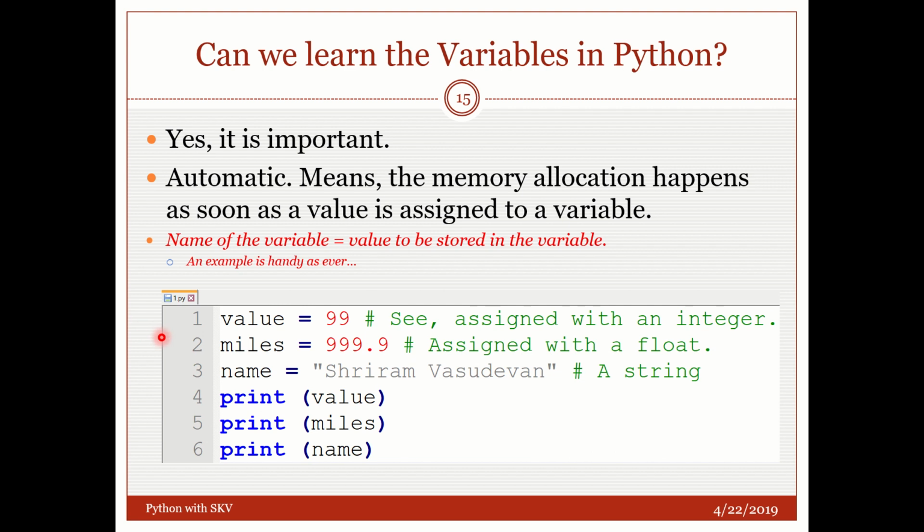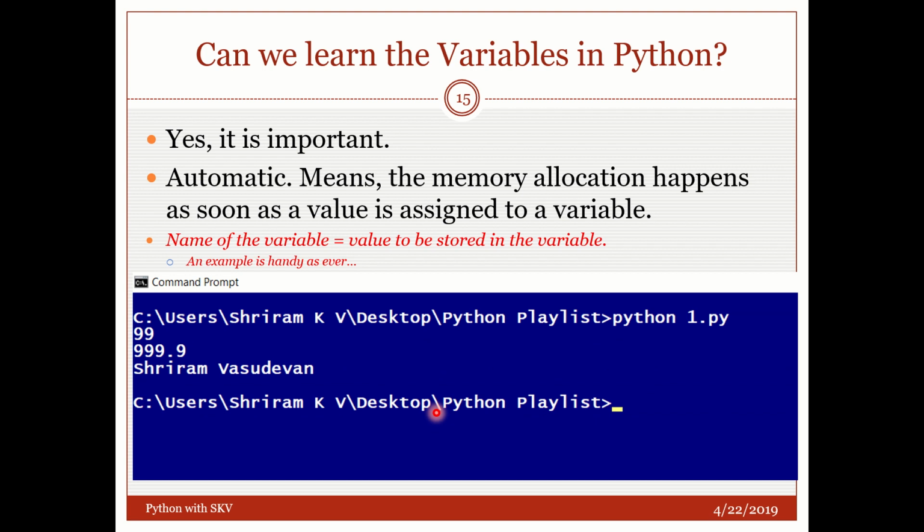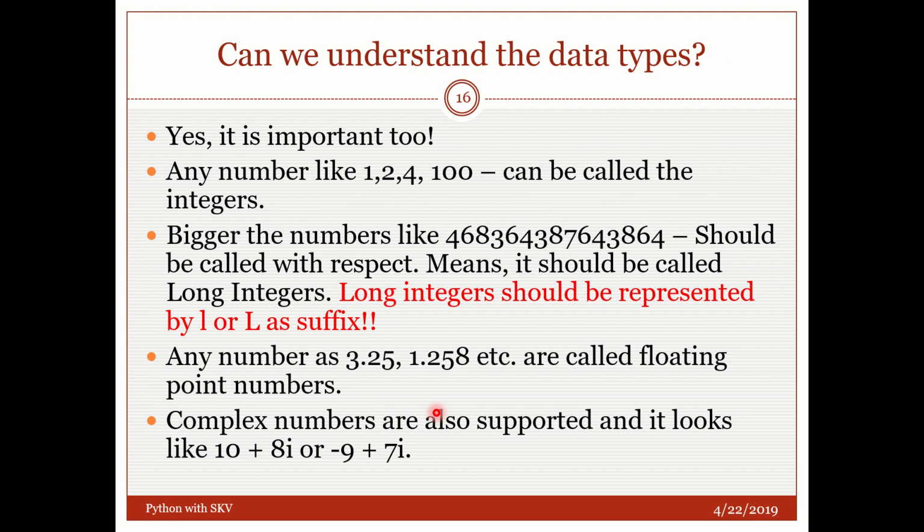Value, this is a code again. This is a 1.py Python script. Value equal to 99. Miles equal to 999.9. Name Sriram. Print value, print miles, print name. Now, these are all the variables. They get assigned with the values that I move on from here to here. And when I print it, I'll get all here absolutely fine. And please remember, this is all very important and we are going to code more with this fundas.